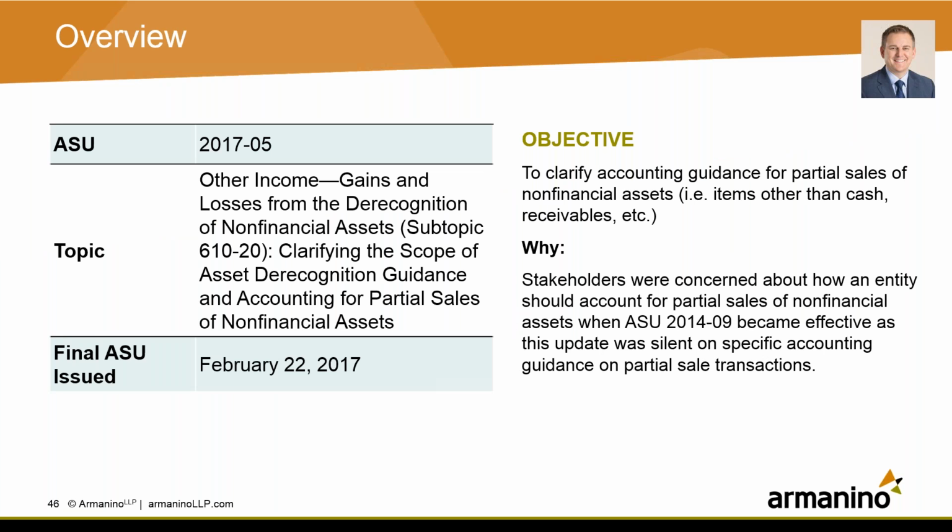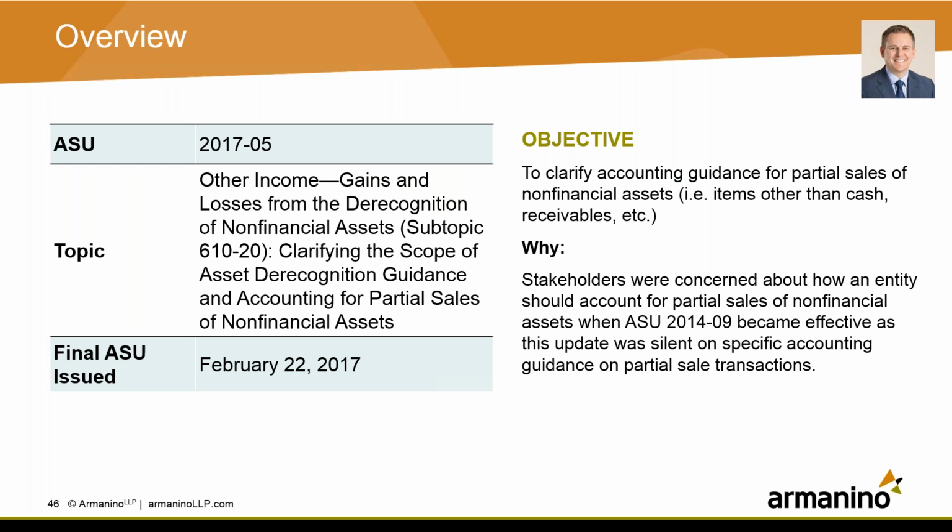This next standard has quite a lot of meat on the bone. So this is ASU 2017-05. This was also recently issued by the board. This is one of the more robust updates that I've read through recently. It really focuses on how to account for the derecognition of non-financial assets, and we may wonder, why is that an issue? We see this come up a lot related to partial sales, specifically in the real estate industry.